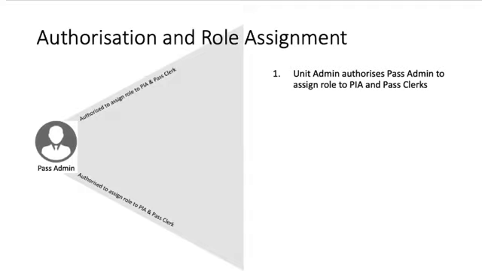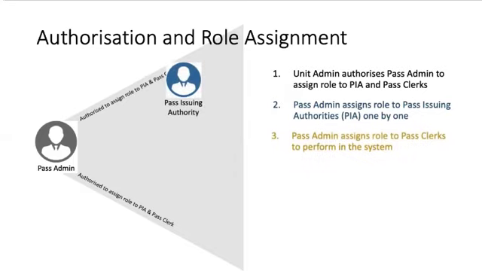Unit admin is generally senior DPO of a division or a deputy CPO in headquarters. He in turn authorizes pass admin. Pass admin will be generally a branch officer in any division or another deputies of different department in headquarters. Pass admin in turn will assign role to pass issuing authority. Pass issuing authority are generally supervisors of 4600 grade pay or above, who are given authority to sign on the pass, and then he also authorizes pass clerks below a pass issuing authority.